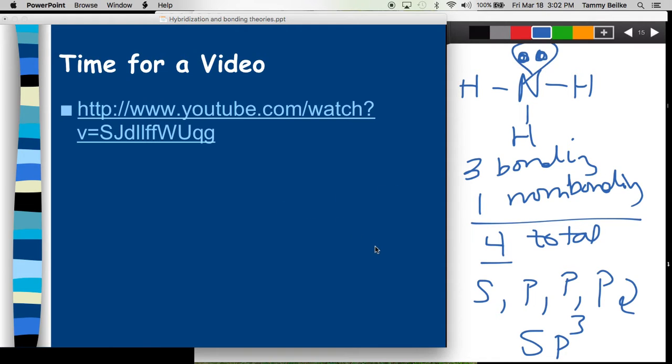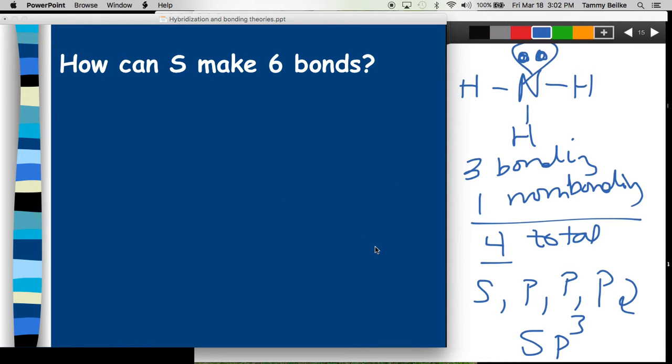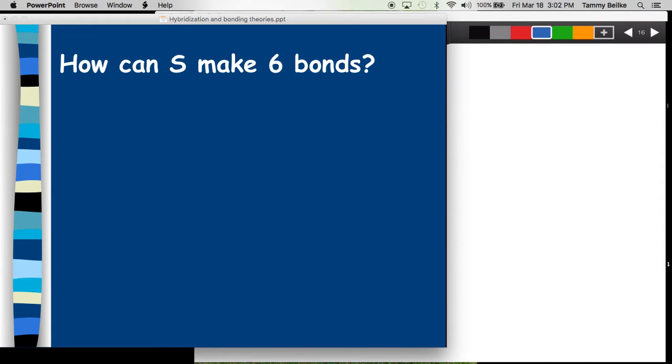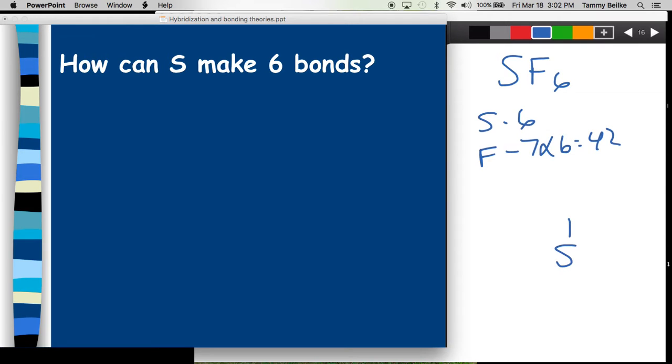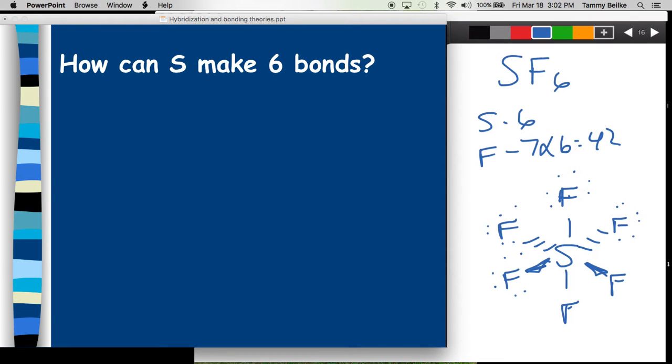All right, so maybe you're back from watching that video, hopefully. Let's look at sulfur. Sulfur can make 6 bonds. You remember SF6? So sulfur has 6 valence, fluorine has 7 times 6 is 42. Sulfur hexafluoride looks like this. Really cool molecule. Lots of electrons.